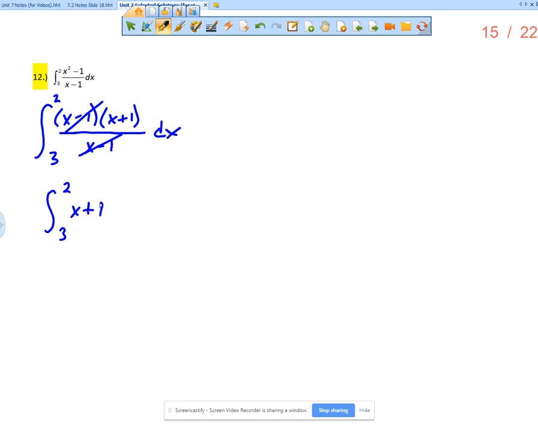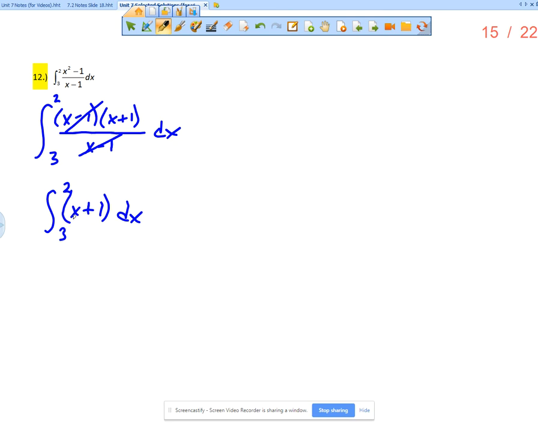Now, it's important to note that the original function would be undefined at x equals 1. And so that would be problematic if our interval included x equals 1, but it does not. So that is not a concern. All right, now we have the integral from 3 to 2. So don't worry that these are kind of out of order because 2 is less than 3. It will work out when we actually plug in.